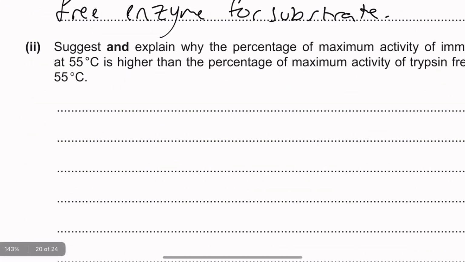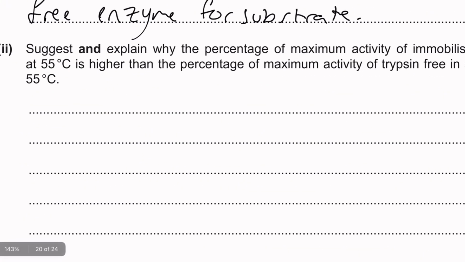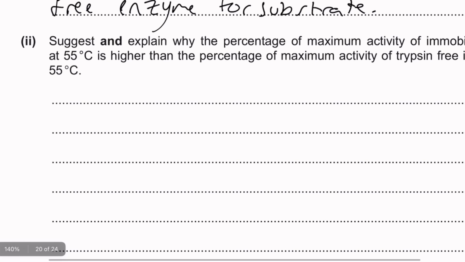So explain why the percentage of maximum activity of immobilized trypsin at 55 degrees Celsius is higher than the percentage of maximum activity of trypsin in solution at 55 degrees Celsius. Okay, so you can see in the diagram that at 55 degrees Celsius, trypsin in the free solution is getting denatured, whereas trypsin in the immobilized bead is going to actually have a higher activity, and it's going to reach the maximum activity at such high temperatures.